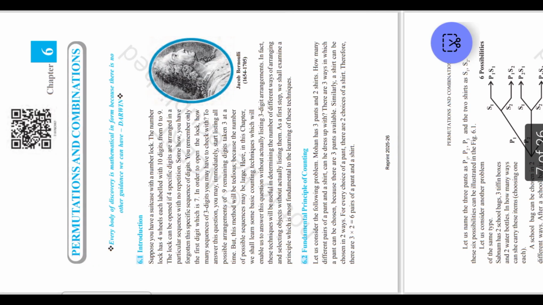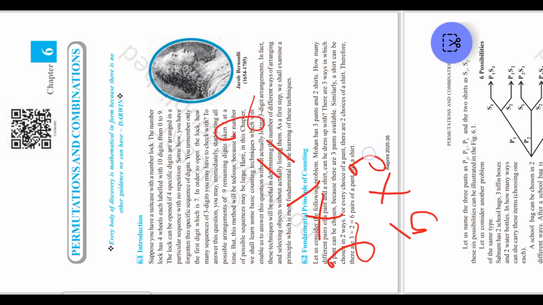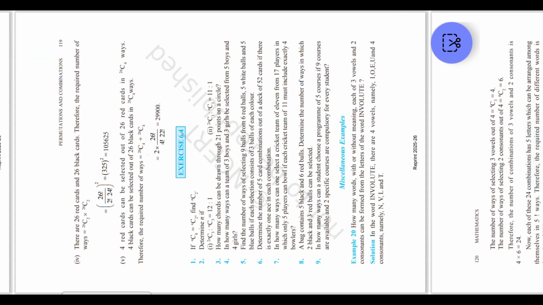Next chapter, permutation and combination. This is a very easy chapter. 1 question for 2 marks and 2 questions for 5 marks, so totally 12 marks. So this chapter is also important for your scoring. When you understand permutation, combination is most important.